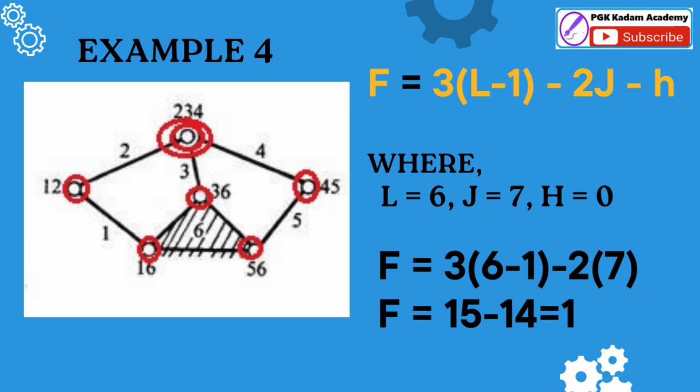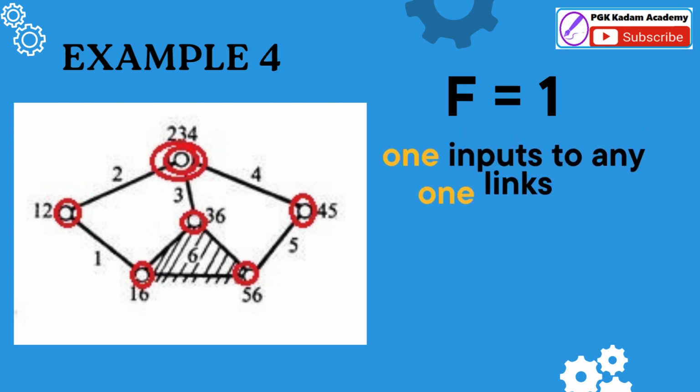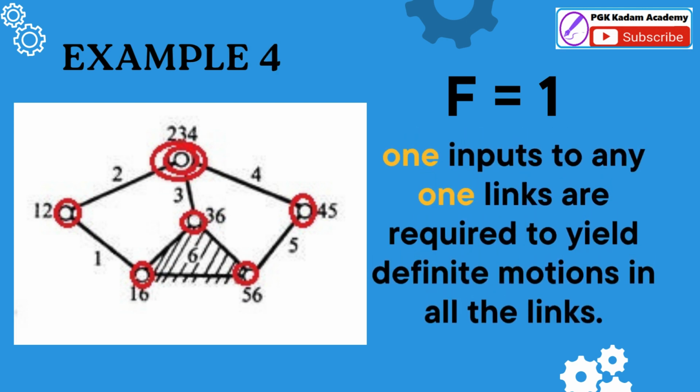All red circles in the figure are turning pairs. At the intersection of 2, 3 and 4 number links, two lower pairs are considered. Capital H equal to number of higher pairs in the mechanism is 0. Hence the answer of degree of freedom F is equal to 1, means one input to any one link will result in definite motion of all the links.